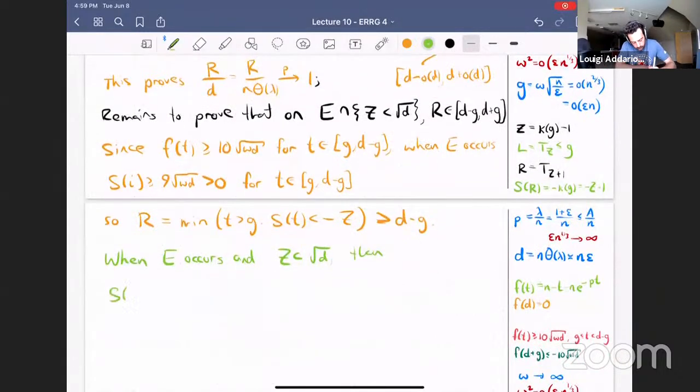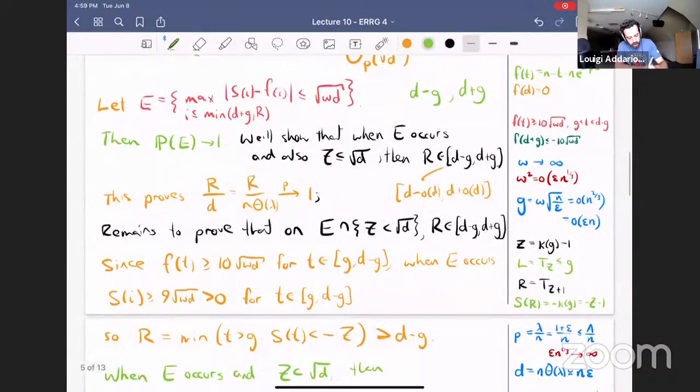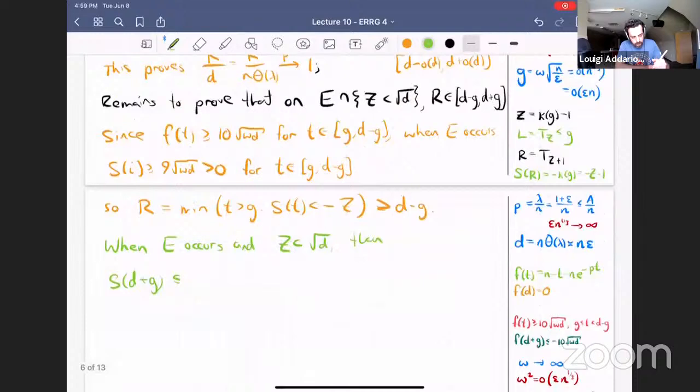then we'll just show that at time d plus g, s has gotten small enough that it must have passed this minus z minus 1, right? So we know that it's at most, the error bound we get from E when E occurs is root omega d. So at most f of d plus g plus root omega d.